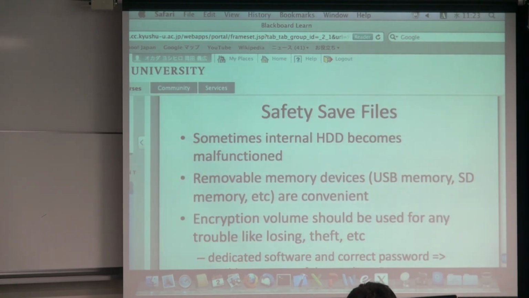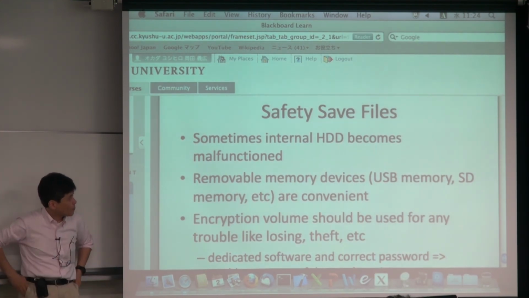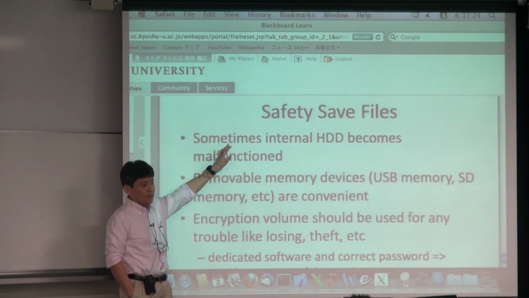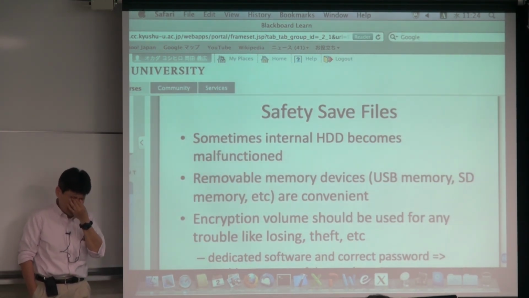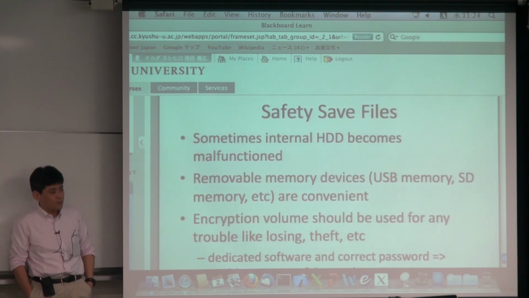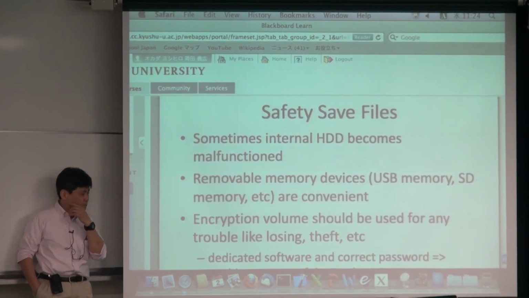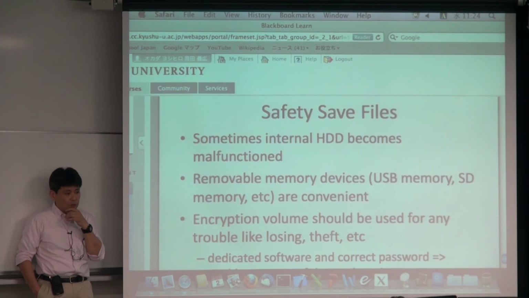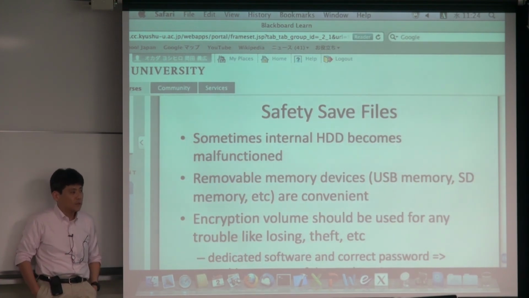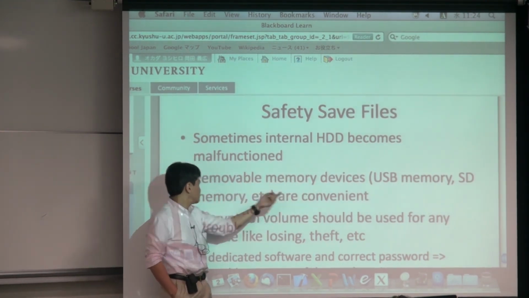So the final topic is safety. As shown here, sometimes a hard disk. Usually, as you know, any files are stored in your hard disk drives. However, sometimes, unfortunately, such a hard drive can malfunction. To protect against such damage, it's better to make copies of your important files, using, for example, a removable memory device, USB memory or SD memory.